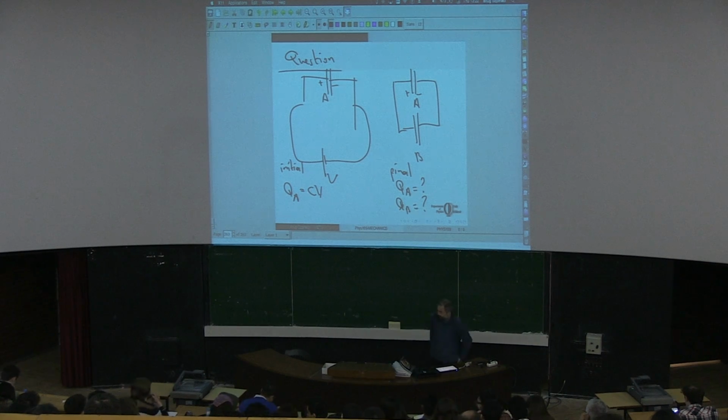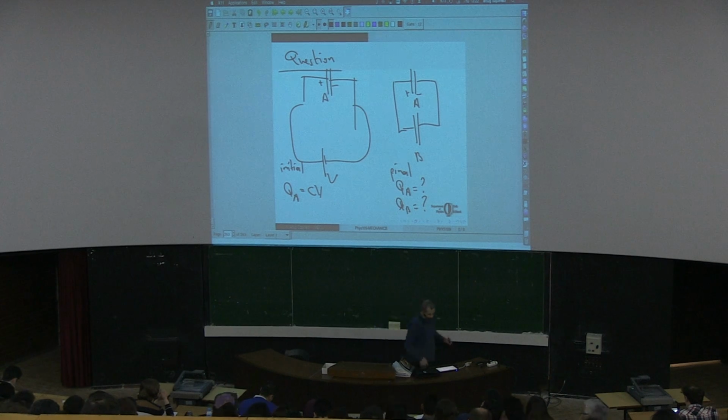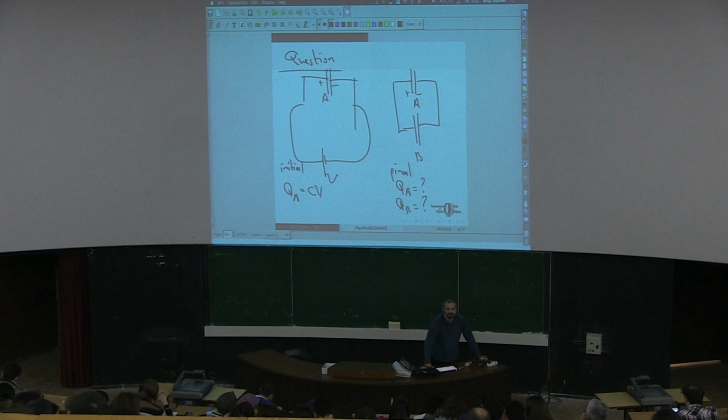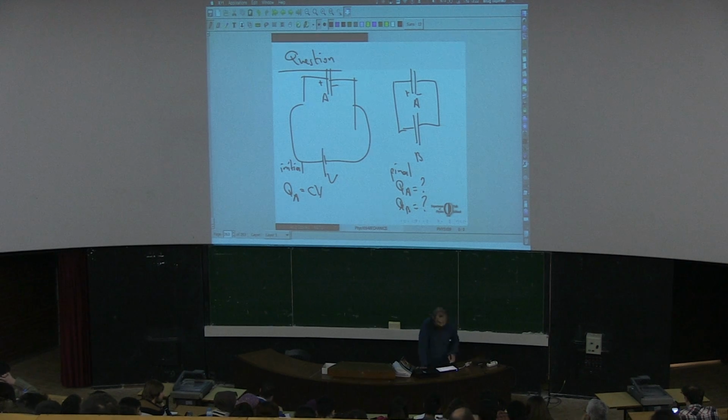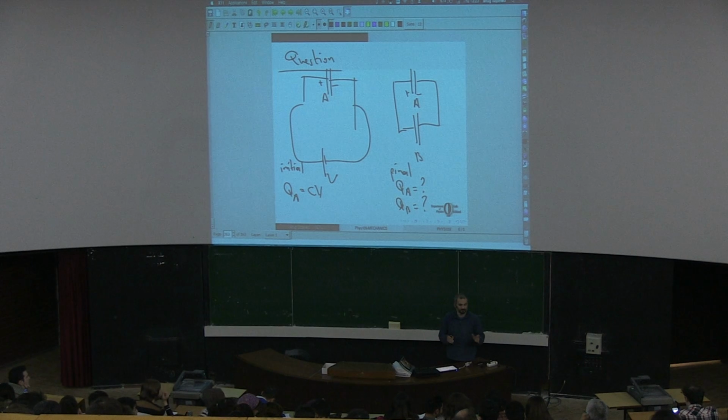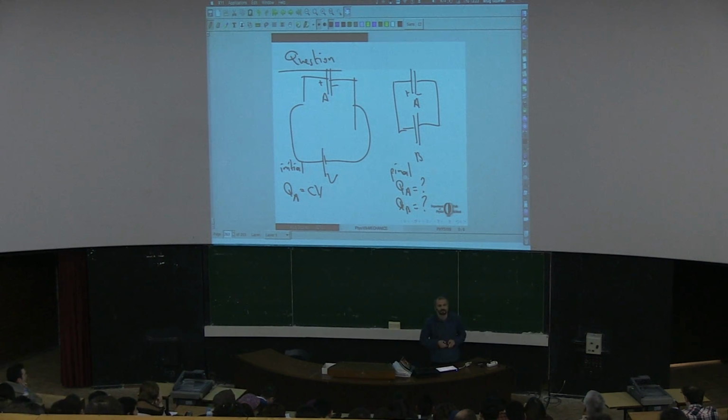So what will happen now? Okay, so how do we use the charge conservation? Charge should be conserved. Okay, that is given. How do we use charge conservation? Why the average?